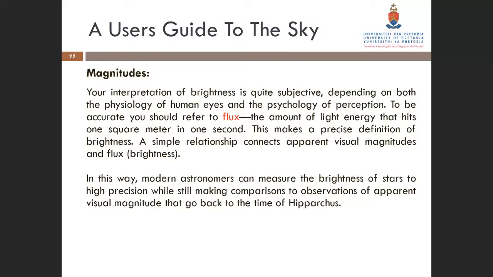So your interpretation of brightness is quite subjective, depending on both the physiology of human eyes and the psychology of perception. To be accurate, you should refer to flux, the amount of light that hits 1 square meter in 1 second. This makes a precise definition of brightness. A simple relationship connects apparent visual magnitudes and flux brightness. Are you guys all comfortable with the term flux?